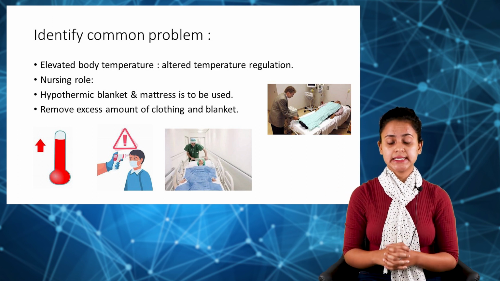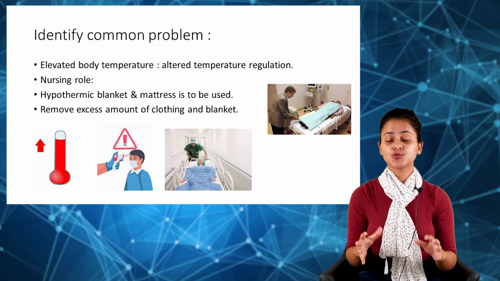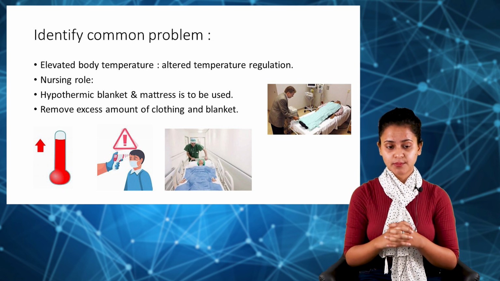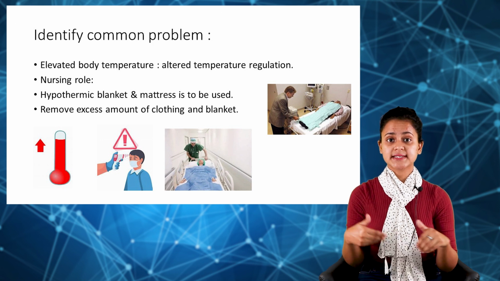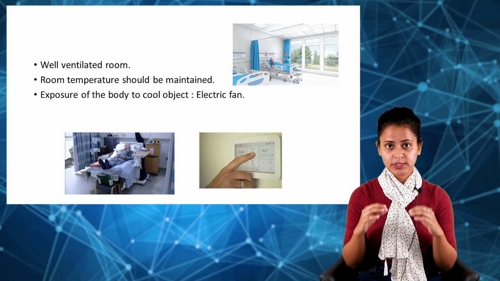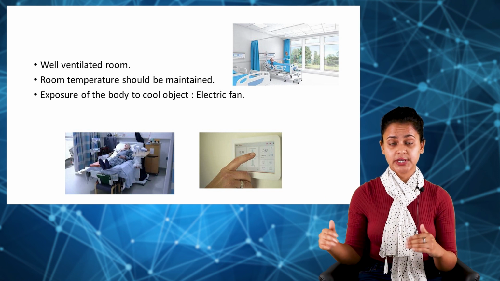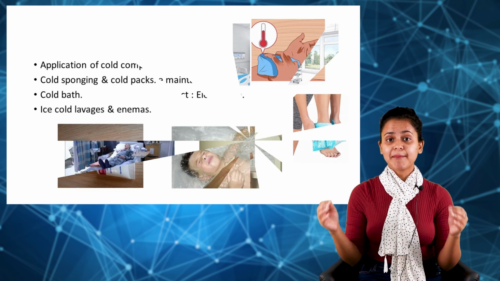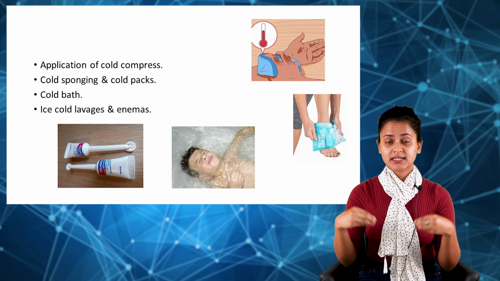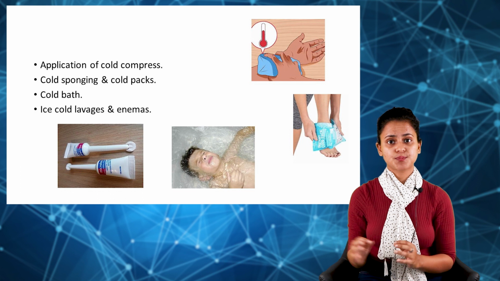The next one is nursing roles to manage this alteration of body temperature, which include providing a hypothermic blanket and mattress to manage their body temperature. Removal of excess clothing plays a very important role here. Good ventilation of the room should be ensured by a nurse. Next, the room temperature will be maintained adequately. Application of a cold compress often will be suggested. Even the client may be provided with tepid sponging.